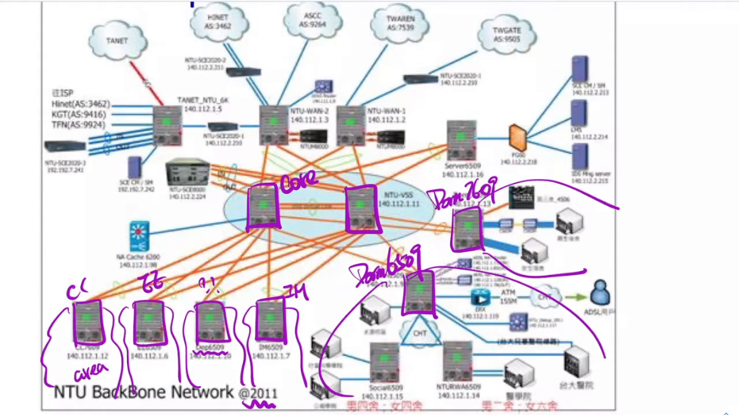As you can see, for example, in DOM 6509, in this area there are still some other smaller routers. For example, this router takes care of the dorm, and this area takes care of the hospital. National Taiwan University has a hospital, okay? So on and so forth. That is the core network.